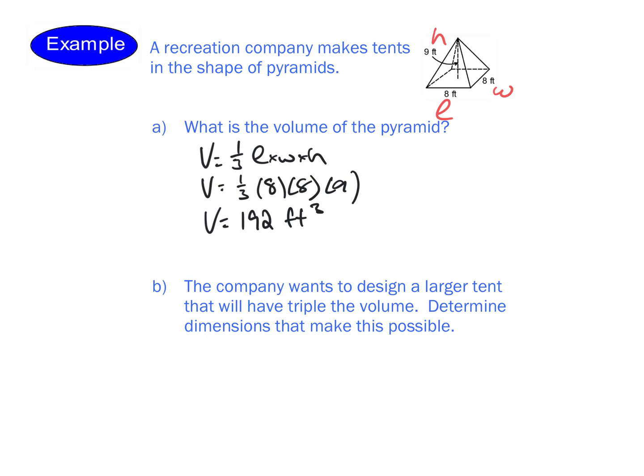As long as that's what 64 times 3 is. Yeah, it is. Okay. So that's the volume of the pyramid, the volume of the regular sized tent. Now, question B, we have a very interesting question.